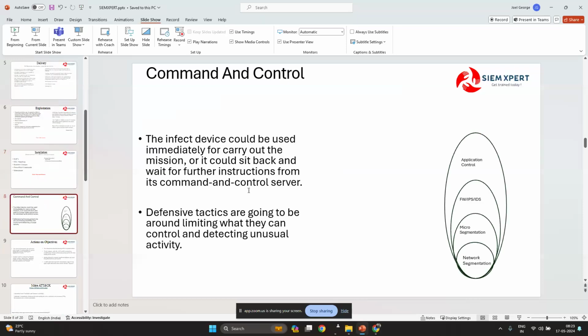Moving on to the next phase, that is command and control. Over here, the system, which has already gone through 6 phases of the kill chain, is now waiting for instructions from its main server on what it needs to do next. Now, the way to defend this would be to have a defense in depth approach.